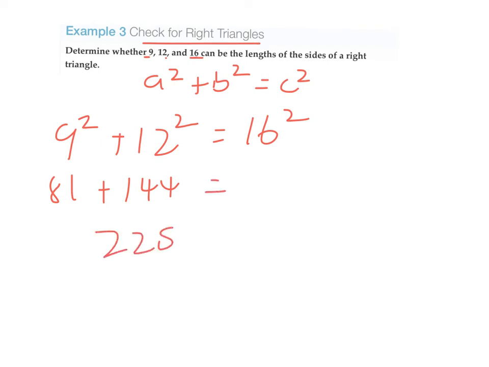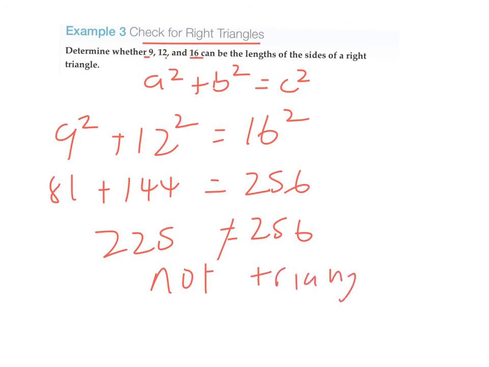And 16 squared is 256, and they do not equal each other. Since they do not equal each other, it is not a right triangle. If they did equal, it would be.